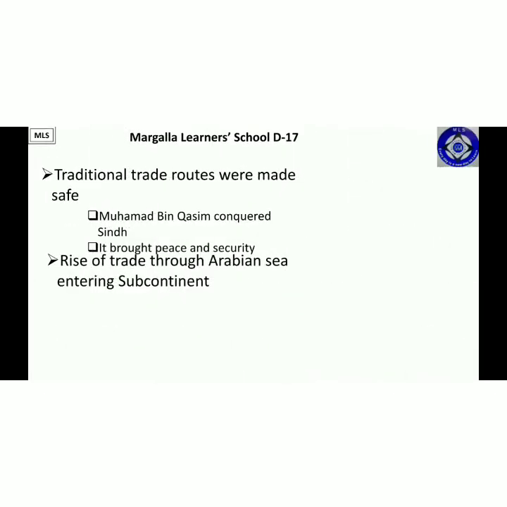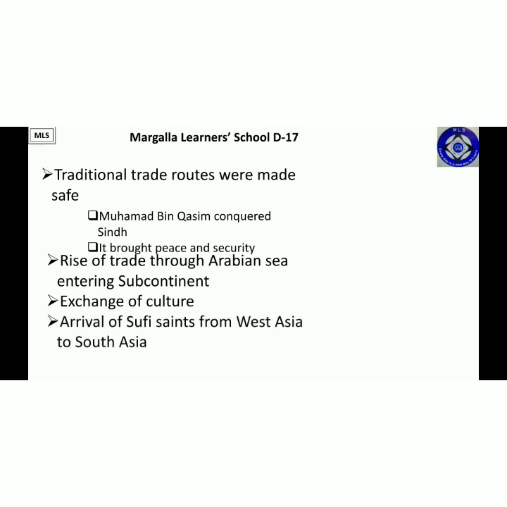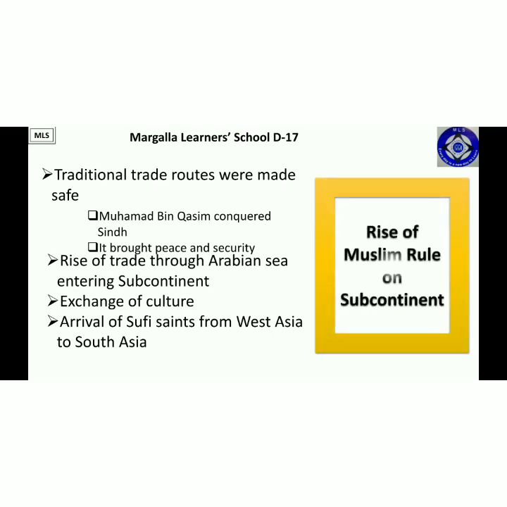Another reason was exchange of culture. As the traders from the Middle East came to the subcontinent, the culture also got exchanged during this time. The arrival of Sufi saints from West Asia to South Asia, the saints or Sufis came from the Middle East to the subcontinent, and all these reasons led to the rise of Muslim rule on the subcontinent.